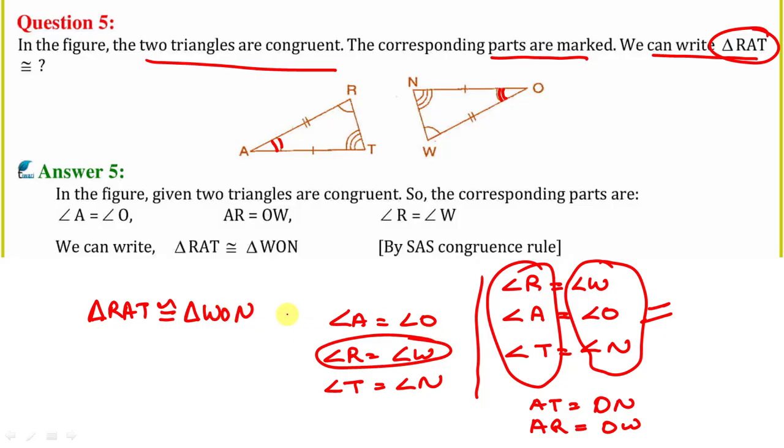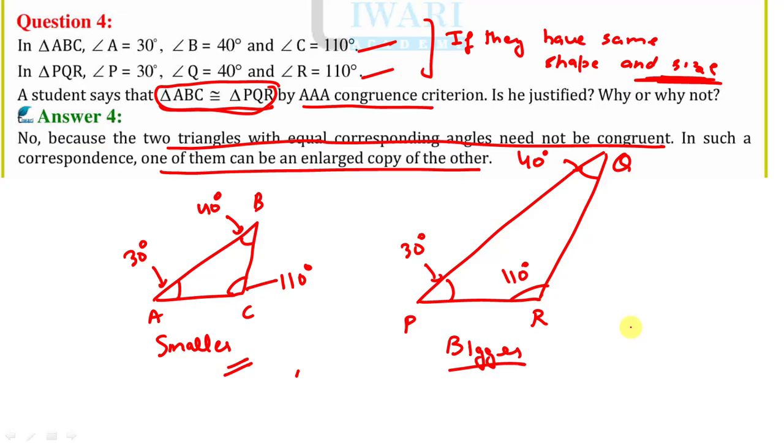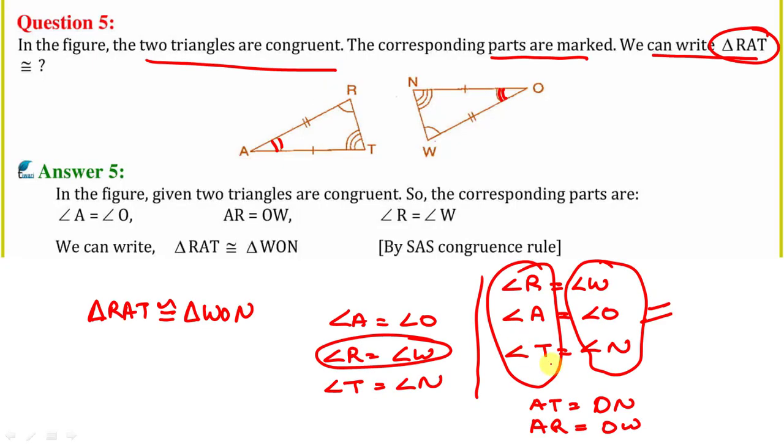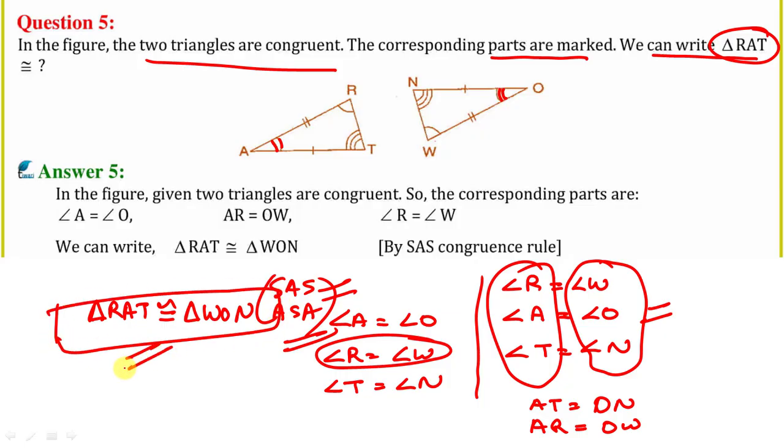By which criteria? We know that AAA congruency is not sufficient to describe the criteria. So here we use two angles and one side, or one angle and two sides. You can use SAS or ASA criteria. It's your choice, whatever you want to write. So it is congruent to triangle WON. That is your required answer. Next, we will continue tomorrow.